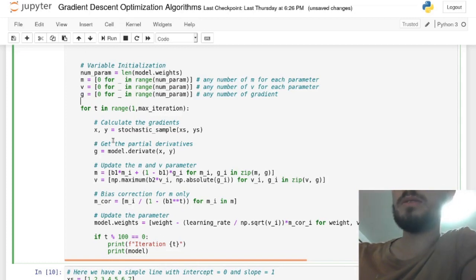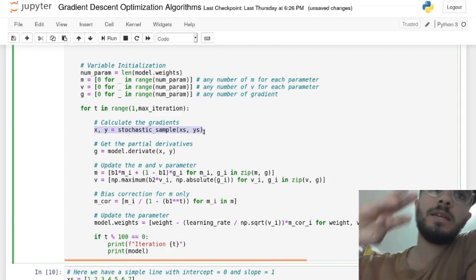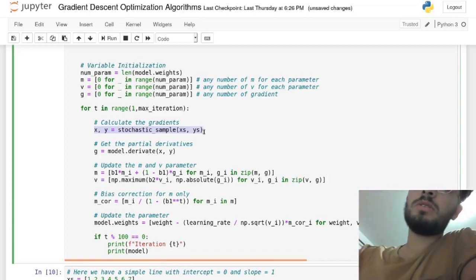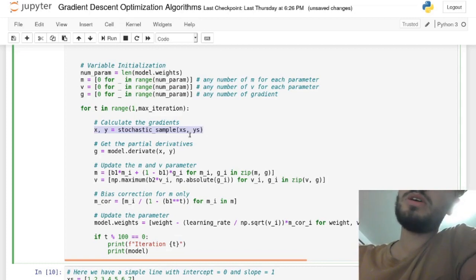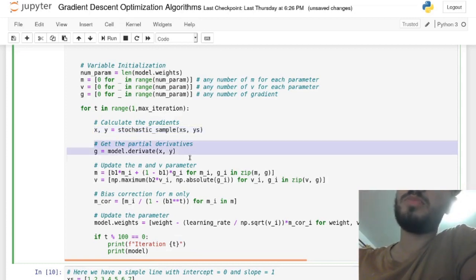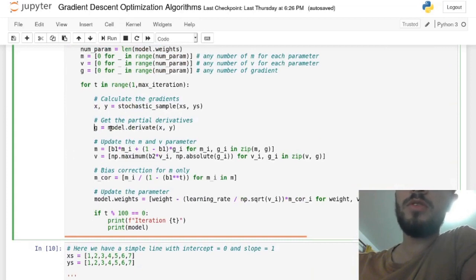So this is stochastic. If it's stochastic based, you're gonna take some amount of samples stochastically, and you're gonna run the thing on a batch over here. Here we have a batch of 1. So we stochastically sample from the x's and y's, the two of them together, and we get an x and a y. And then over here, we're gonna get the partial derivative with this function. So we have all of our gradient that we need, how much we should change this in which direction, and then we're gonna update the m and the v parameter. There's a lot of stuff because it's a list comprehension, but what really matters is this.